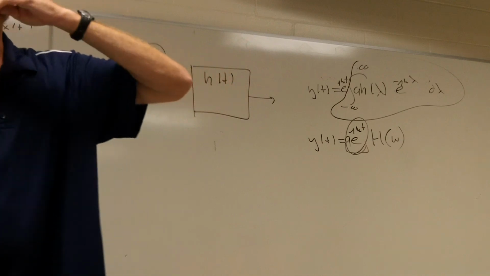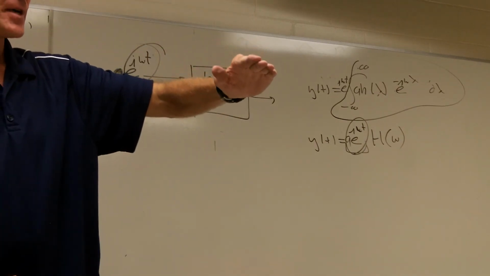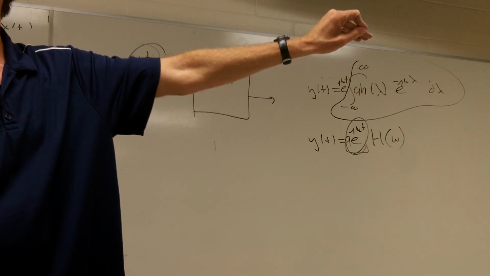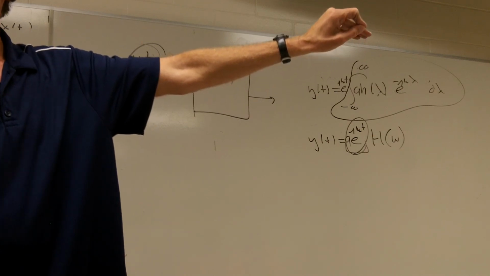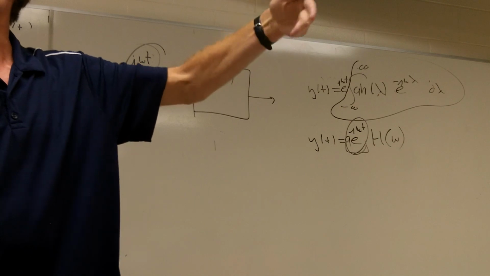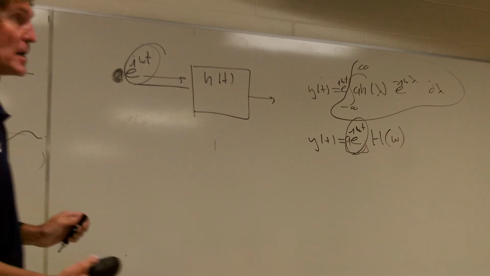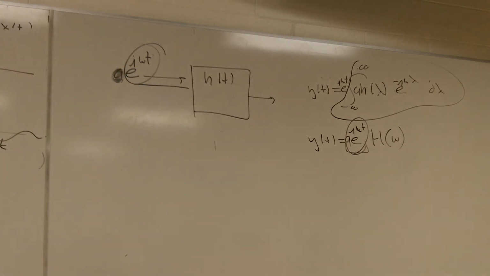So every single frequency that you have in the input will appear in the output or be zero. In other words, if the h of omega was zero at that frequency, it would vanish, and if it isn't zero, everything appears. Every input frequency appears in the output if it's a linear time invariant system, okay? That's important.